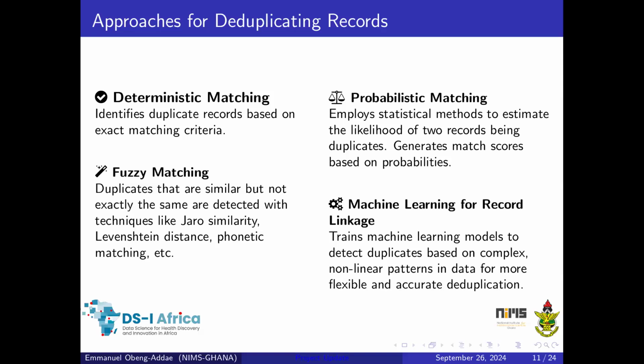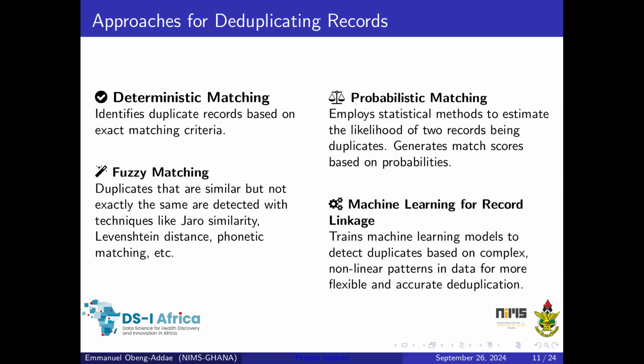Now the second approach is what's known as fuzzy matching. So with fuzzy matching, we identify records that are sufficiently similar to be deemed as duplicates, but not exactly the same. And there are certain algorithms that are usually employed to be able to tell the extent of similarity between any two strings. And the commonest ones are what's known as the Jaro-Winkler similarity. Then there's another one known as the Damerau-Levenshtein distance algorithm.